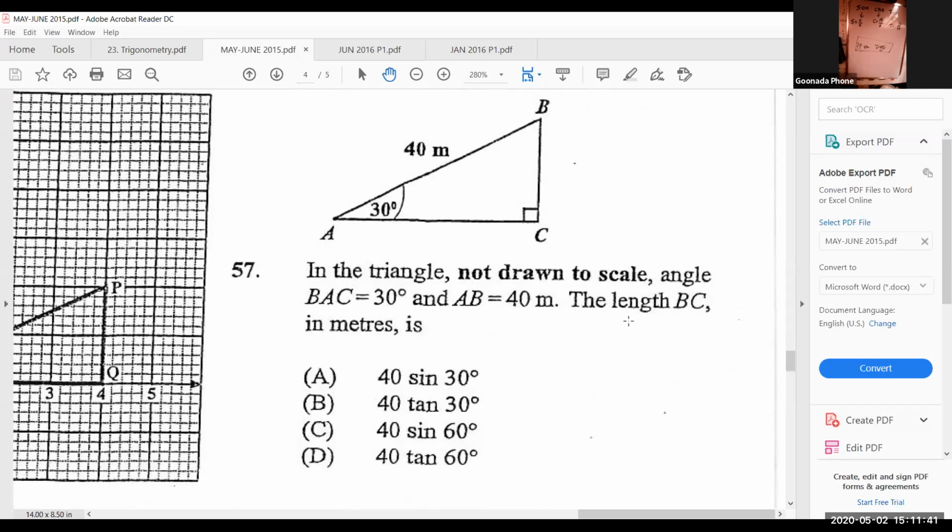In the triangle, not drawn to scale, angle BAC is equal to 30 degrees and AP is equal to 40 meters. The length of BC in meters is, anybody can tell me? Yes, A is the answer. 40 sine 30.